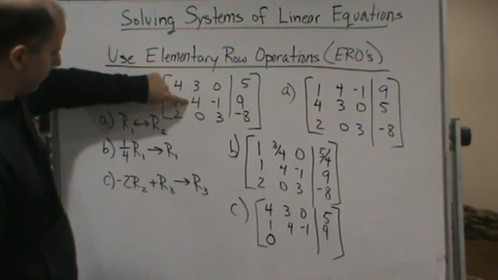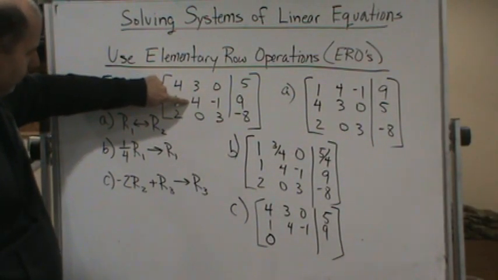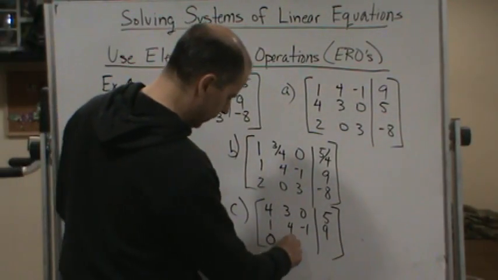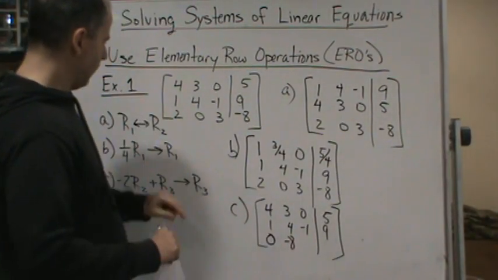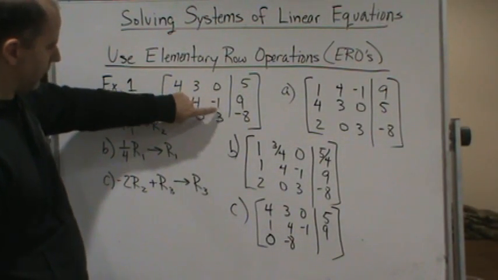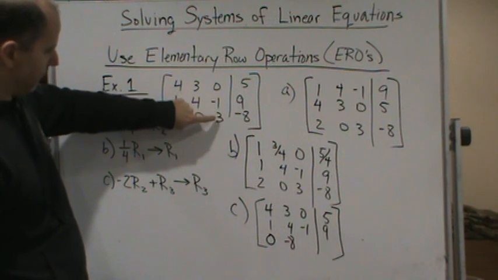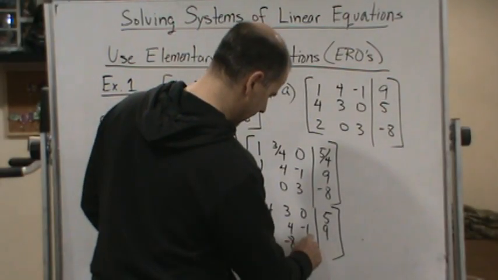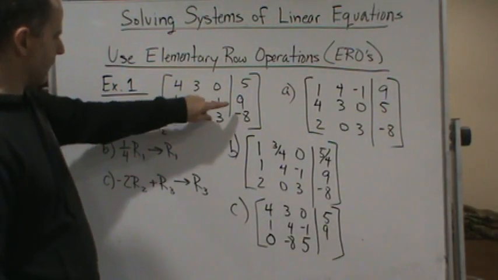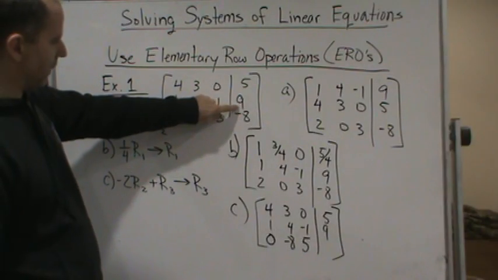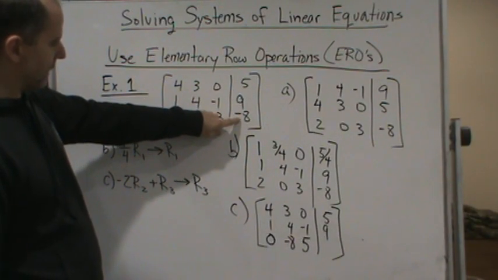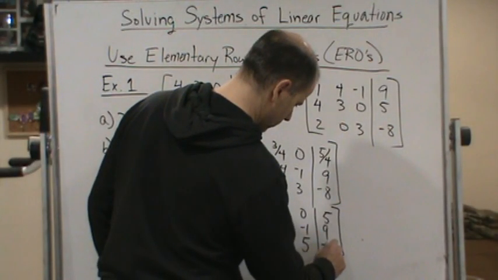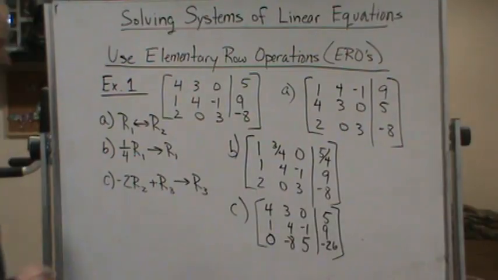And then if I take -2 times 4, that's going to give me -8, plus 0 is going to give me -8. And then if I take -2 times -1, that gives me a +2. And then if I add it to 3, that gives me 5. So this becomes a 5. And then if I take -2 times 9, that gives me -18. And then add it to -8, that gives me a -26. And then I'm done.